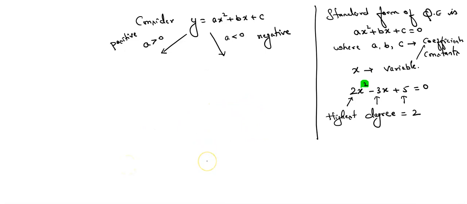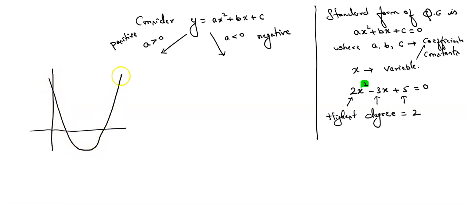Now as I'm going to show you the simplest graph, as you can see here, let me draw one section of the graph. As you can see, if the parabolic curve is in this way, just a minute.